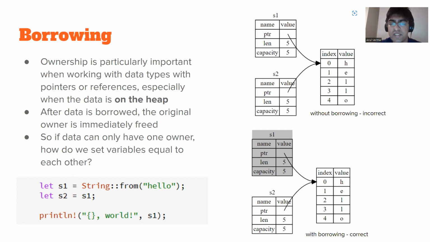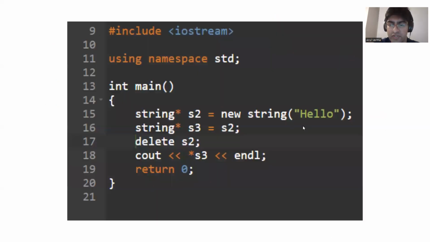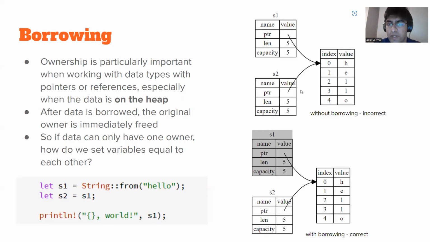So the concept of borrowing is this. If we look at this code in the bottom left, where we say s1 is equal to String::from("hello"), and s2 is equal to s1, we don't have the situation where s1 and s2 are both pointing to two separate hellos, or the situation where both are pointing to the same address in memory, like we did in the previous example with our pointers.